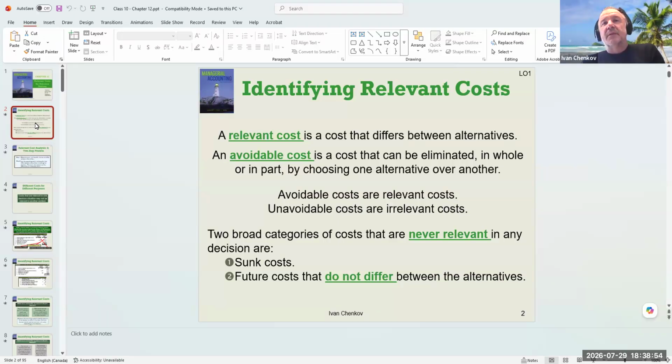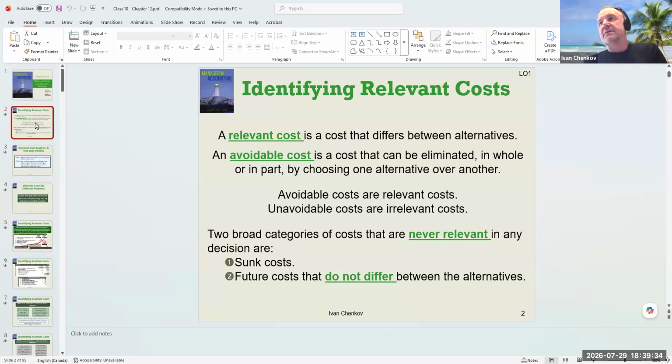Then we're going to see what's the other category of cost that we have to consider in order to make our decision. That will be avoidable costs, the costs that can be eliminated, in part or entirely, if you choose one alternative versus another alternative. Avoidable costs are always relevant. Unavoidable cost is never relevant. There are two categories of costs which are never relevant. Those are the sunk cost and future cost that don't change between the alternatives.